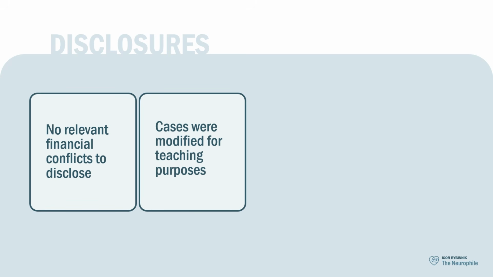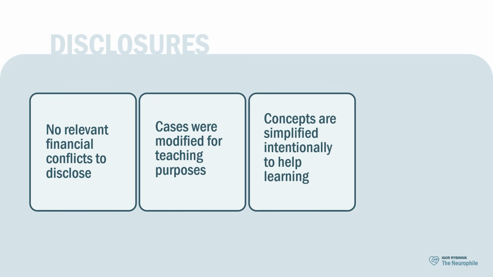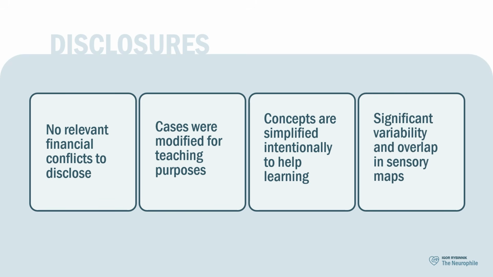As always, the cases presented in this talk were modified for teaching purposes. Concepts presented in this video are intentionally simplified to help learning, so we apologize to our neuroanatomy colleagues ahead of time. Finally, we often rely on the sensory maps to localize lesions in the peripheral nervous system. But remember, there is significant variability and overlap between those sensory distributions. Illustrations with pretty colors and sharp borders are nice, but the deficits in the real world are not so perfect.